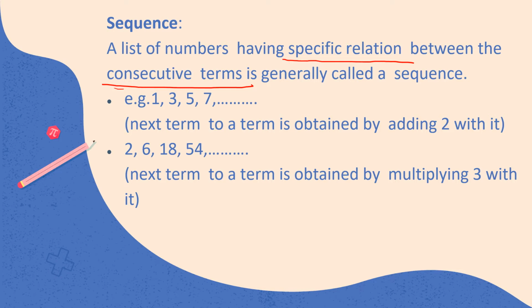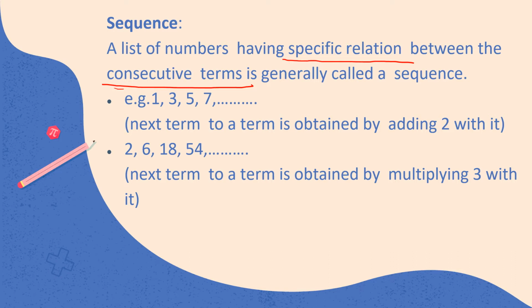Let's look at this sequence, which is 2, 6, 18, 54. Again, there is a relationship between the first and the second term. 2 is the first term, 6 is the second term, 18 is the third term, 54 is the fourth term, and so on. The relationship we can guess is that a multiplier factor of 3 is used between 2 and 6, and so it is with 6 and 18, and 18 and 54.